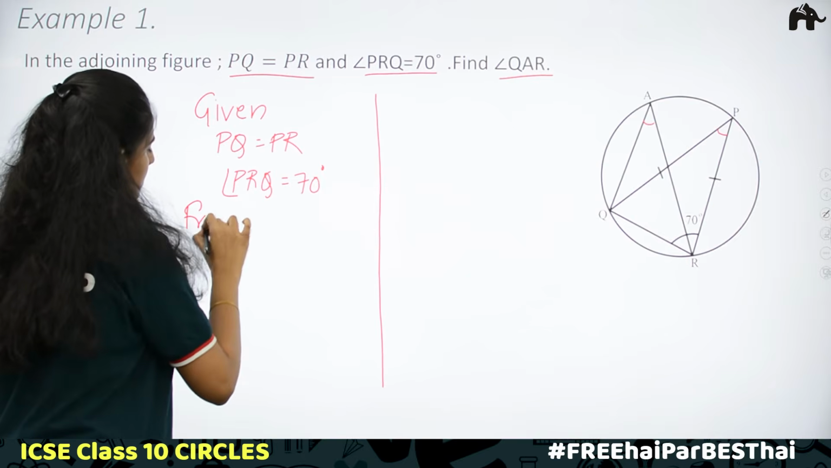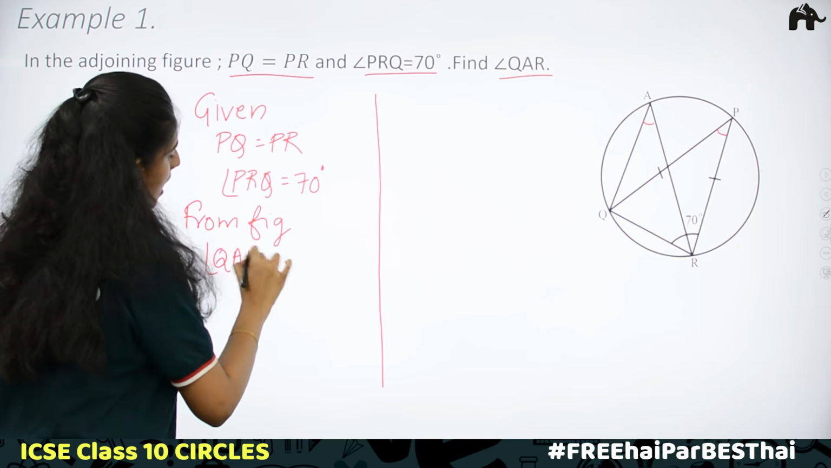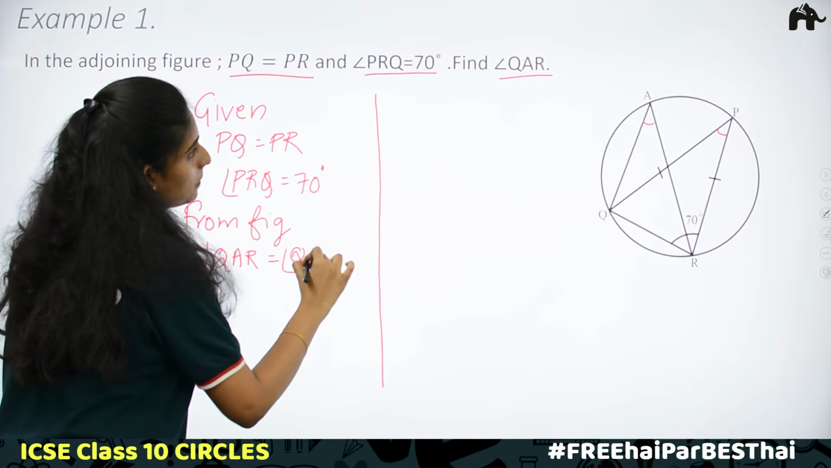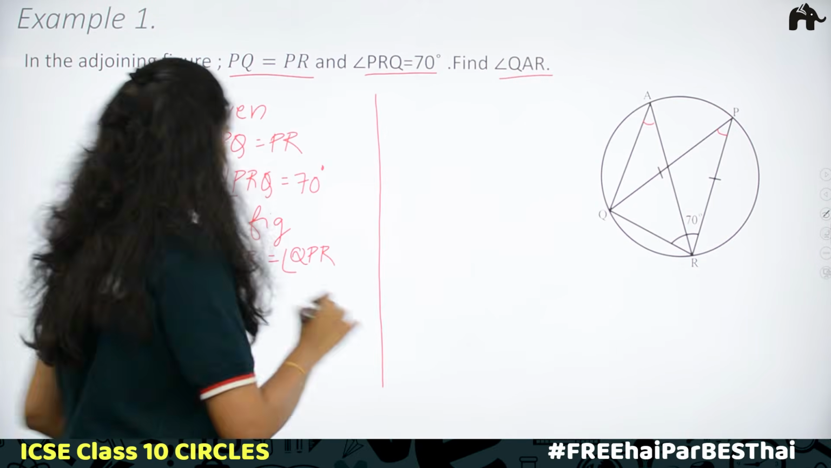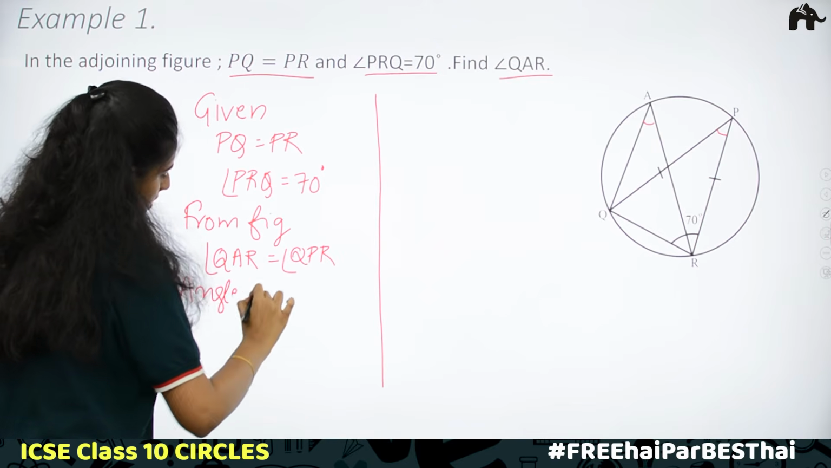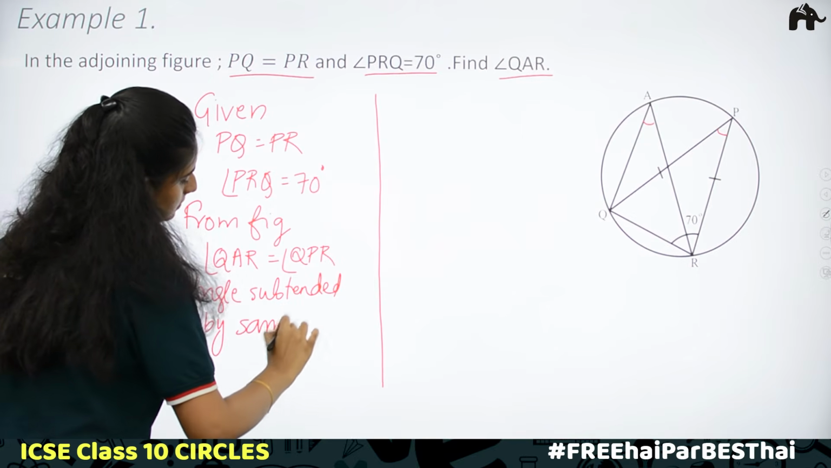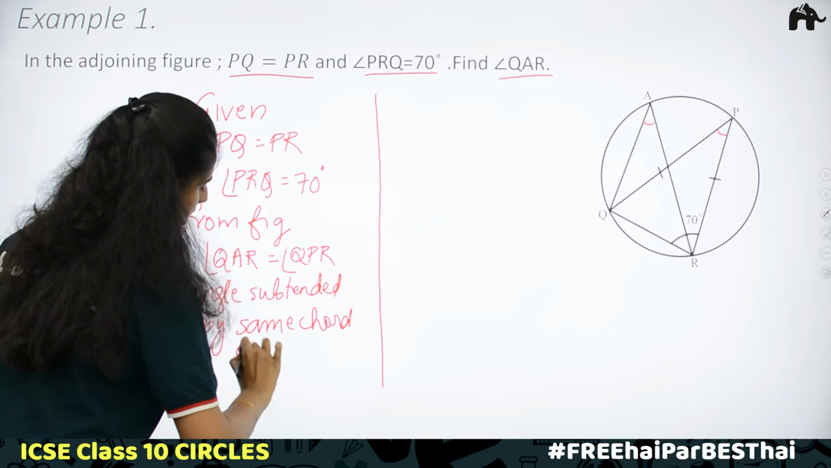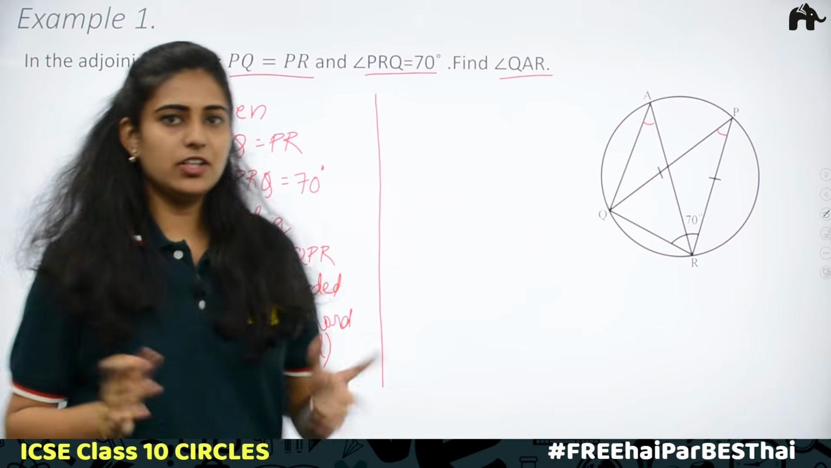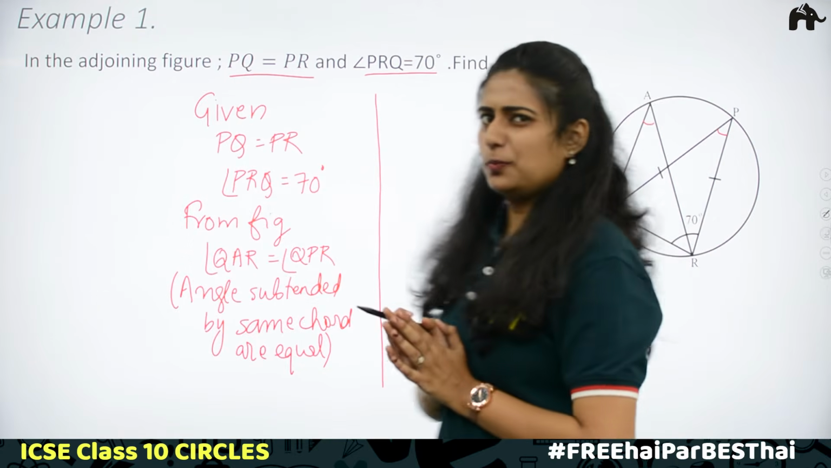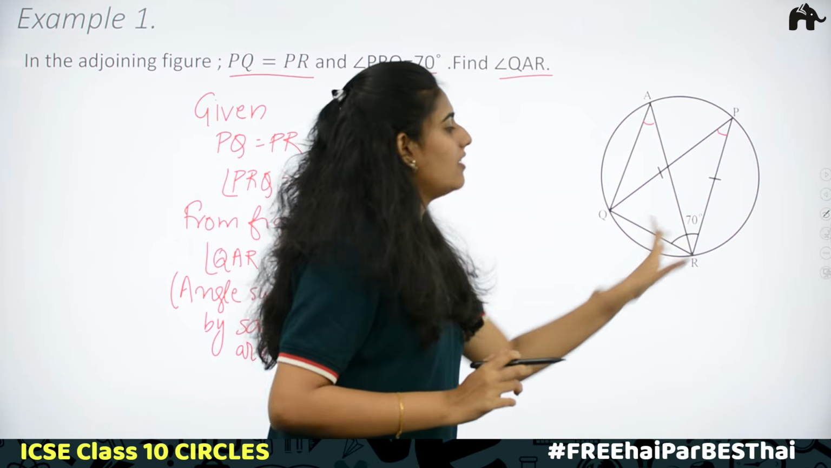From the figure it is clear. From the figure we have angle QAR is equal to angle QPR. What is the reason why QAR and QPR are equal? Angles subtended by the same chord are equal. Okay. Now, how to find QPR? We don't know the value of QPR. We need to find it. Is there anything that I can do to find QPR? Only if I get QPR, I can get the value of QAR.